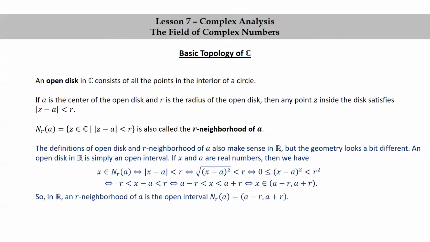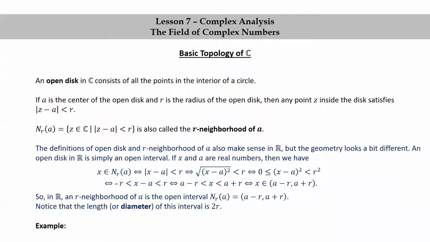So in R, an r neighborhood of a is the open interval, N sub r of a equals (a minus r, a plus r). Notice that the length or diameter of this interval is 2r.